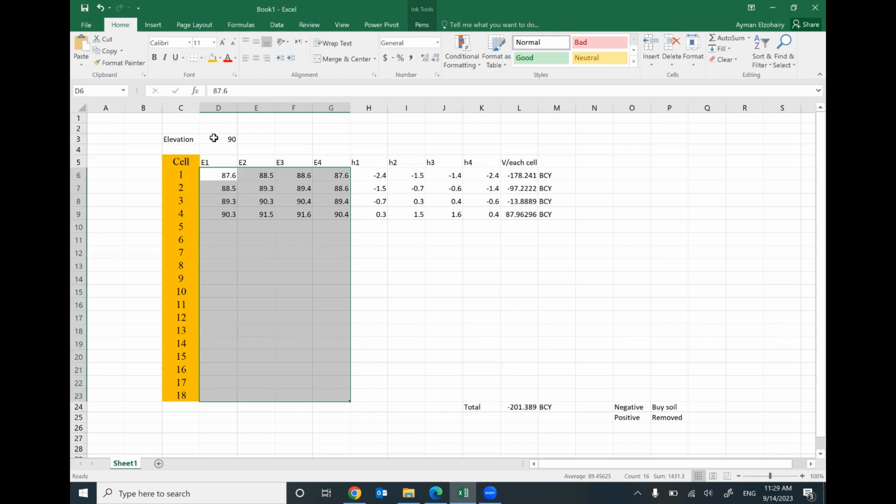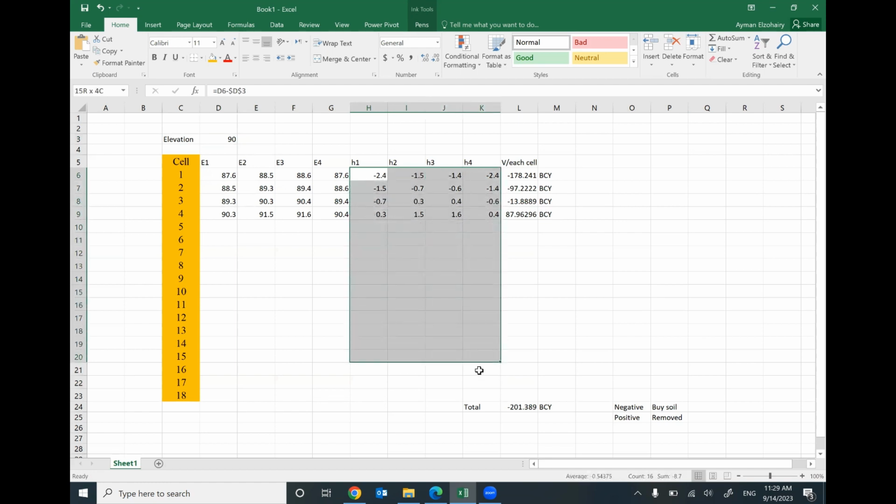Then what is the intended elevation? Then I can figure out the required height that you need to excavate or that you need to fill. Then I can set up the equation for your volume. The calculation for the volume of each cell equals the average height. Average means this one plus this one plus this one plus this one, divided by 4, or Excel can do it using a function called average.